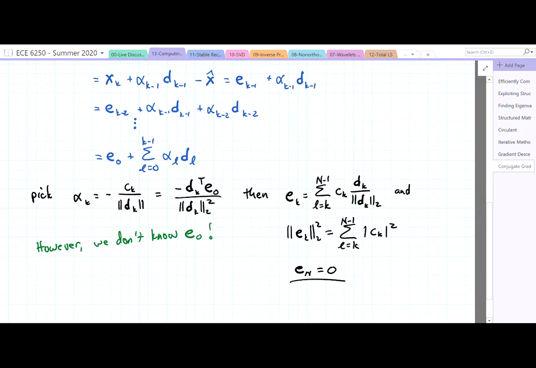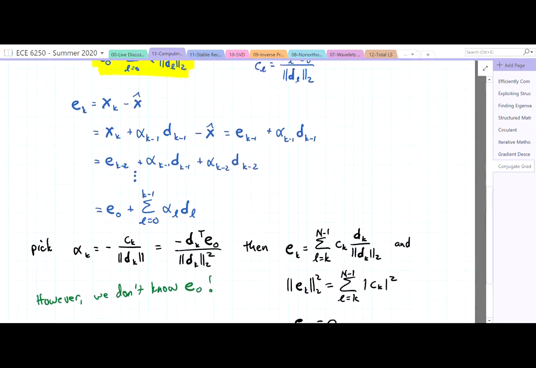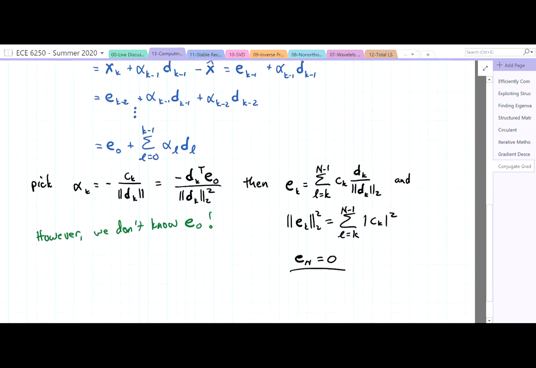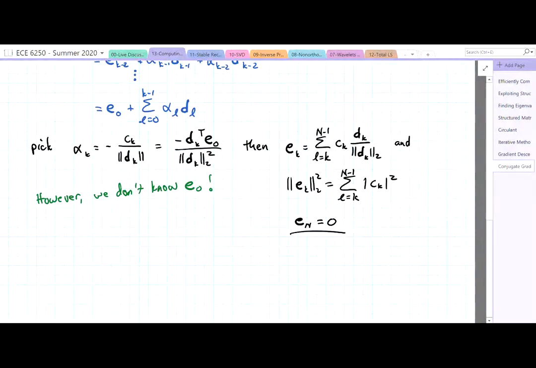So if we knew the initial error exactly, we would be there. Of course, if we knew the initial error, then since the error is defined as the difference between where we are and the correct solution, we would necessarily know the correct solution. So pretty much we're never going to get the initial error. So we have to see if we can find some other way to work.